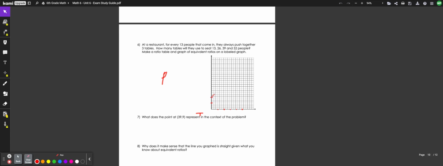1, 2, 3, another 13, 1, 2, 3, another 13, and so on. So the number of tables are on the x-axis, number of people on the y-axis. So if we have 1 table, it's for 13 people. If there are 2 tables, then that's for 26 people. If there are 3 tables, it's equal to 39 people.